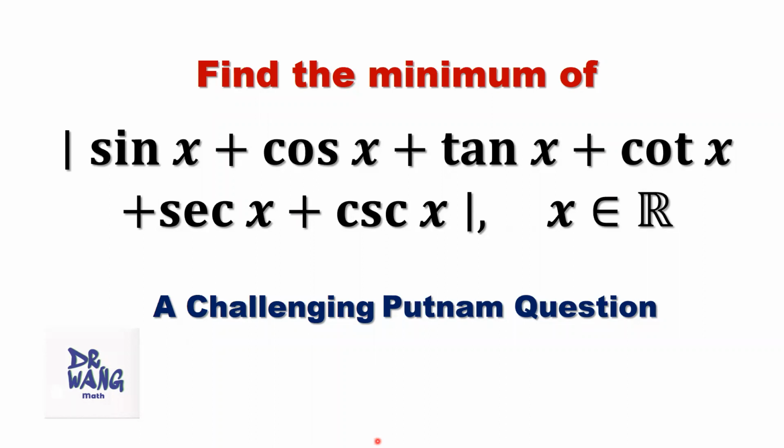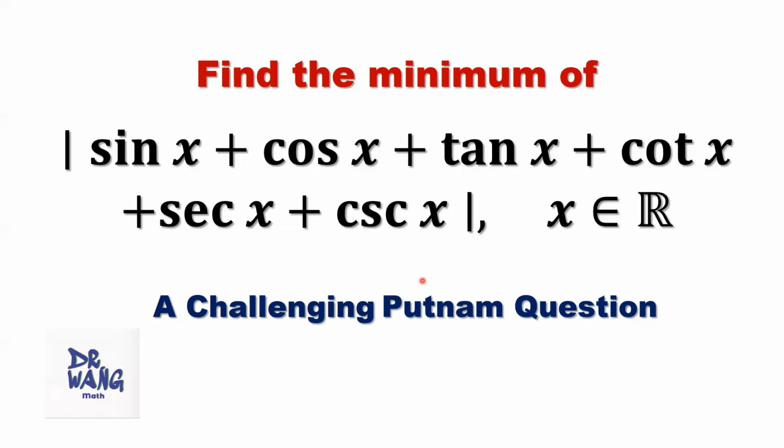Here is the question. Find the minimum value of this trig expression. This expression is very complicated. The outside is the absolute value sign. The inside part is the sum of 6 different trig functions. Here, x is a real number. This is a very challenging question.